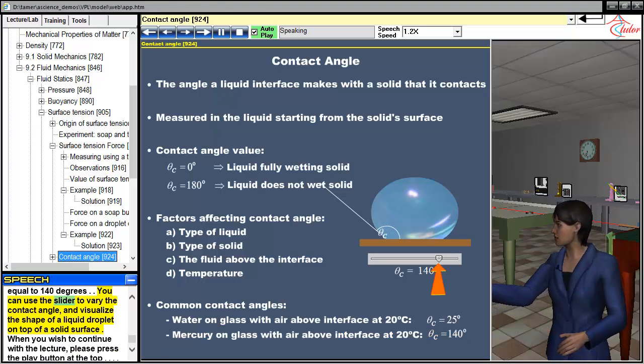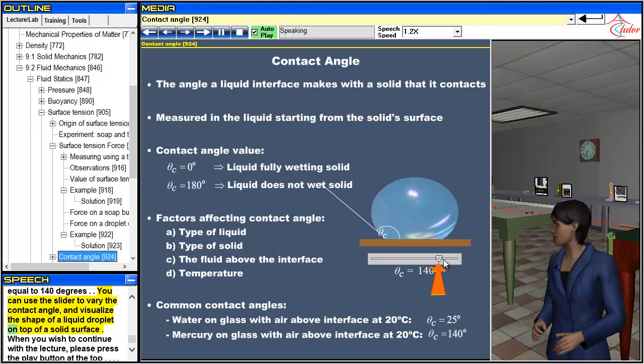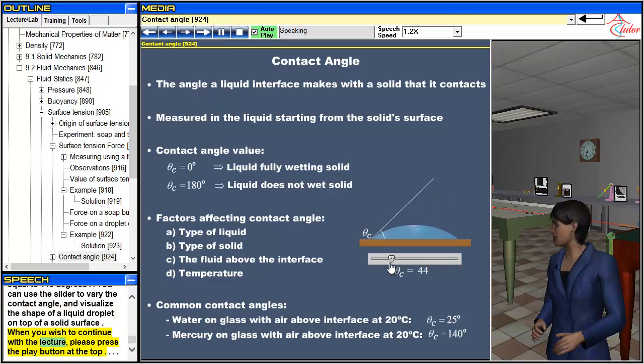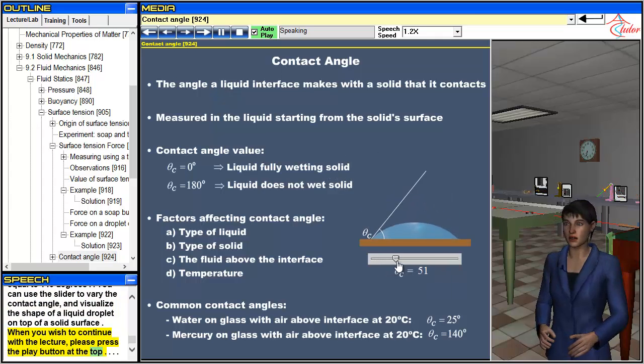You can use the slider to vary the contact angle, and visualize the shape of a liquid droplet on top of a solid surface. When you wish to continue with the lecture, please press the play button at the top.